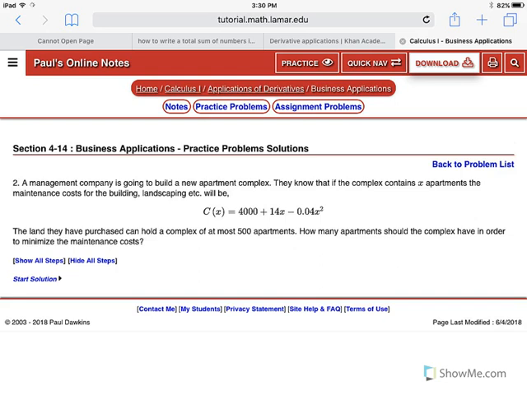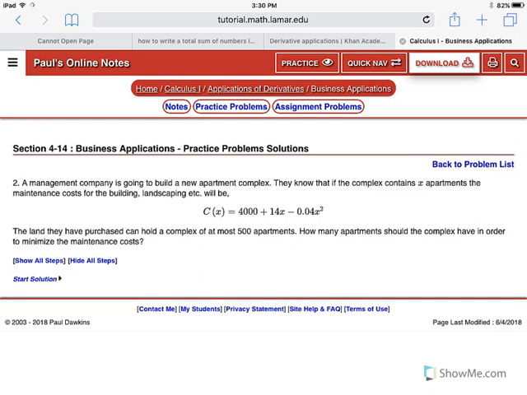They know that if the complex contains X apartments, the maintenance costs for the building, landscaping, etc. will be C of X equals 4,000 plus 14X minus 0.04X squared. The land they have purchased can hold a complex of at most 500 apartments. How many apartments should the complex have in order to minimize the maintenance costs?